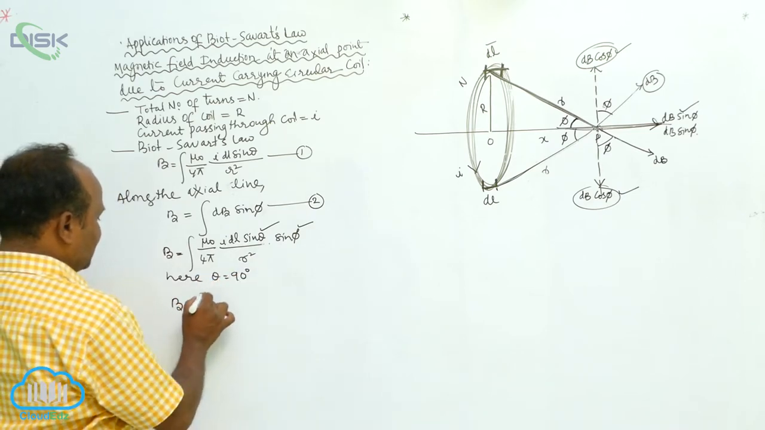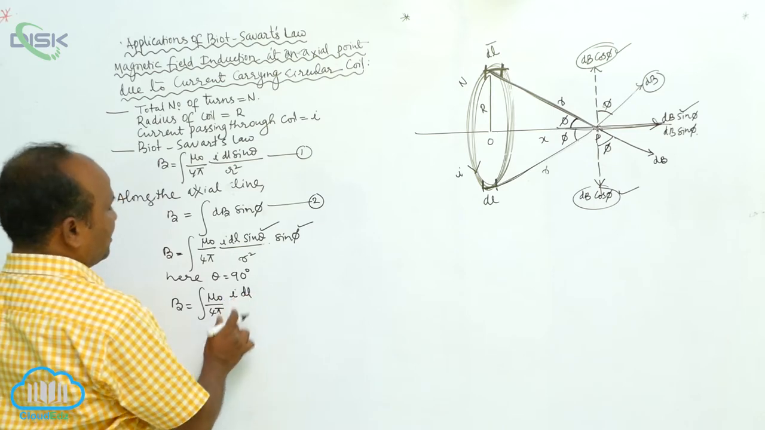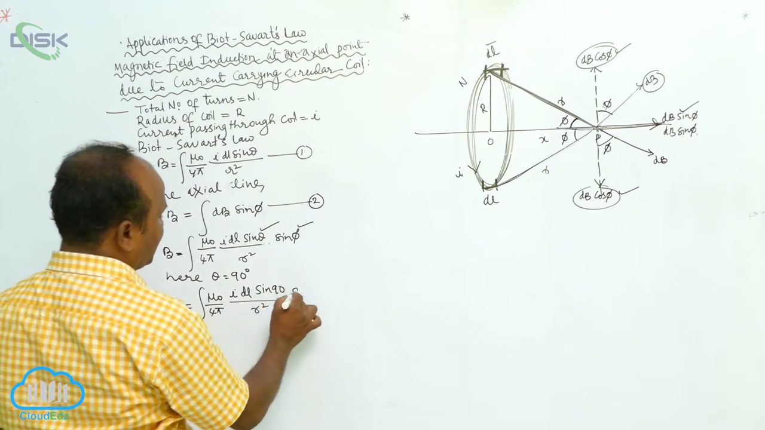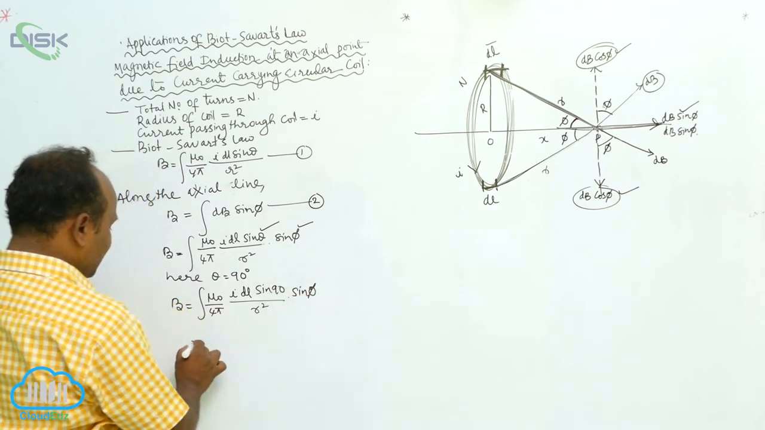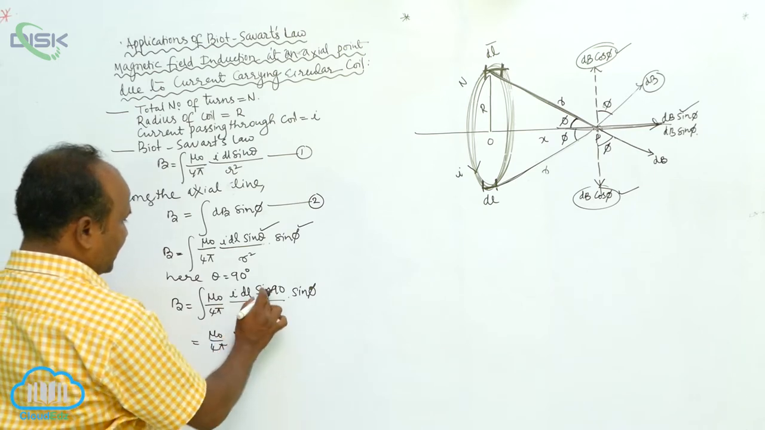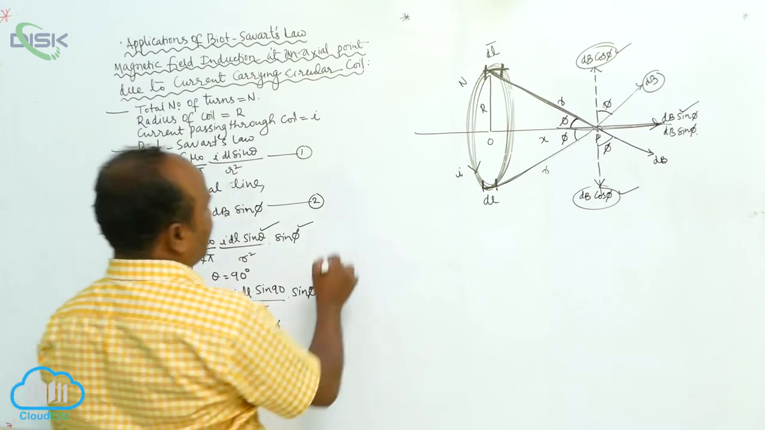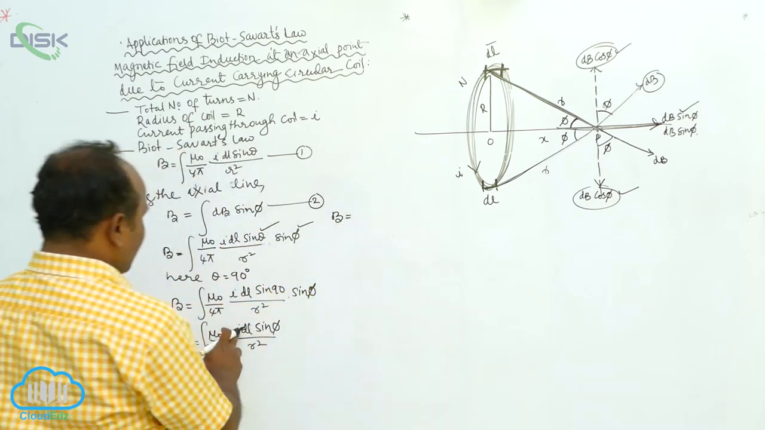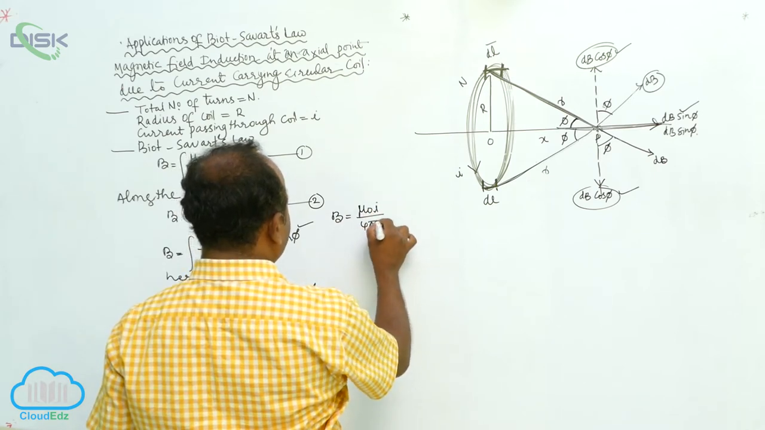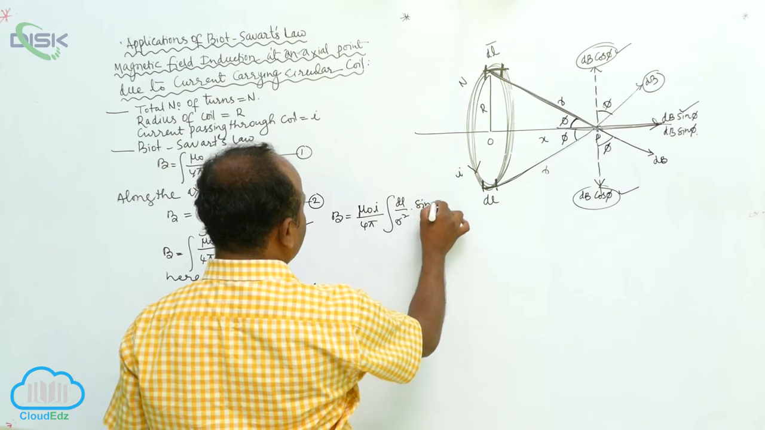Therefore, B is equal to mu naught by 4 pi into I dl sin 90 by r square into sin phi. Here sin 90 is equal to 1. So B is equal to mu naught I by 4 pi, which is common, into the integration of dl by r square into sin phi.